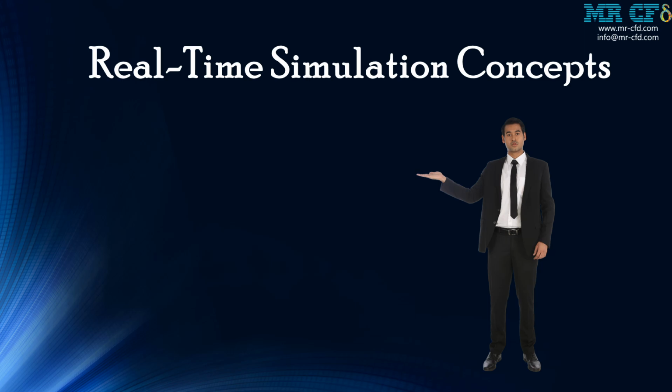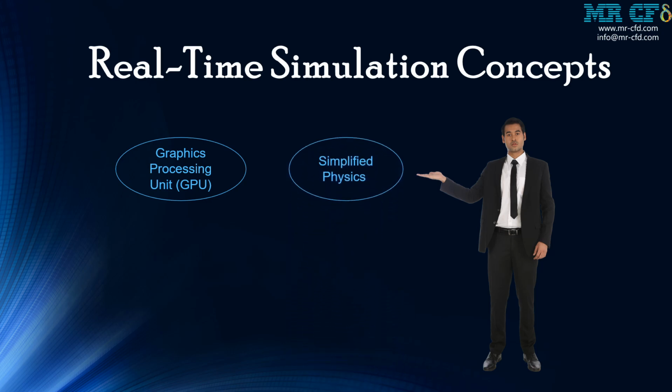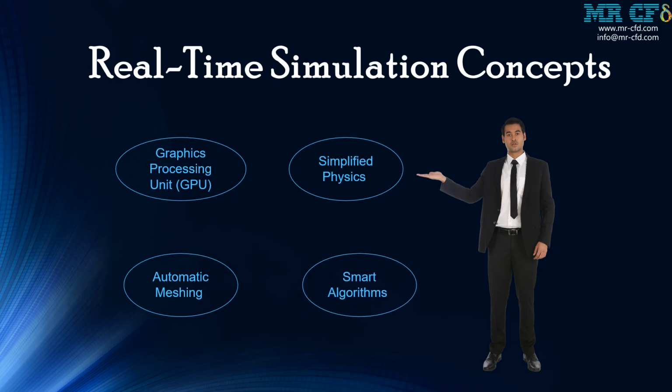So, how does Discovery Live pull off this magic trick? It's all about smart use of technology. It uses your computer's GPU, yeah, the same thing that powers your video games, to crunch numbers super fast. It uses clever, simplified physics models that capture the essentials without getting bogged down in excessive detail. It has an automatic meshing system that updates on the fly as you change your design. And it uses some seriously smart algorithms developed by ANSYS to make all this happen quickly.